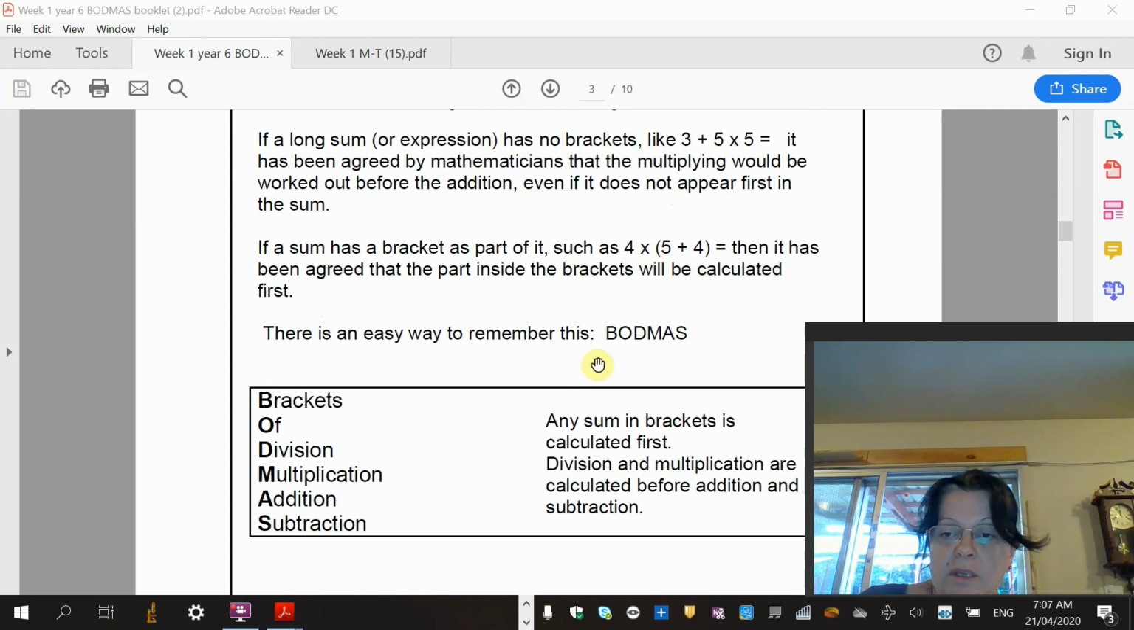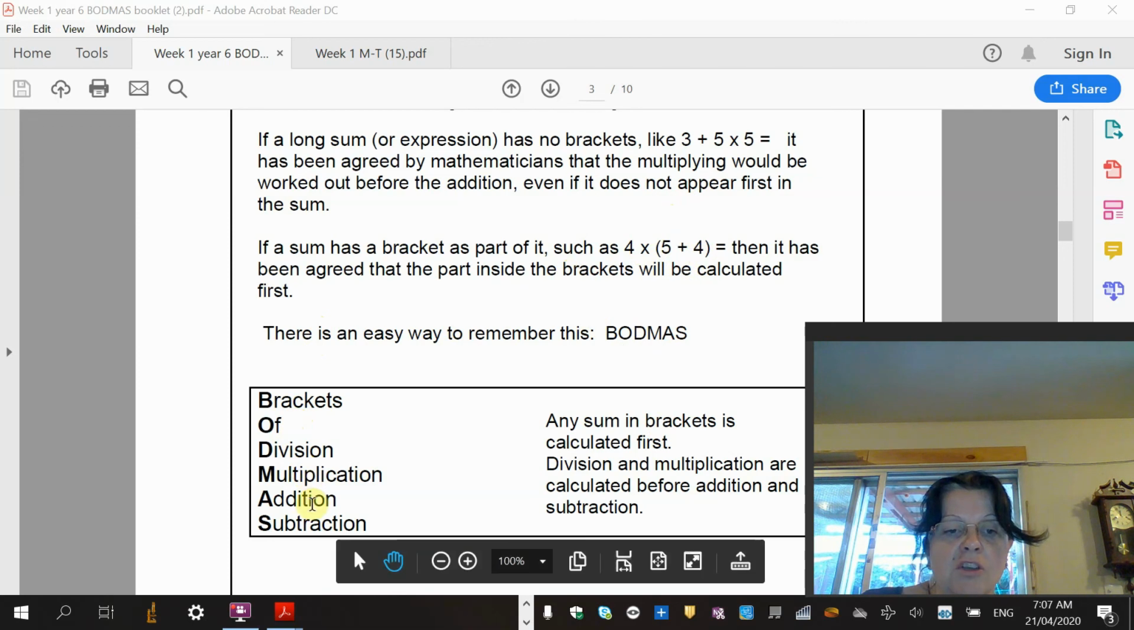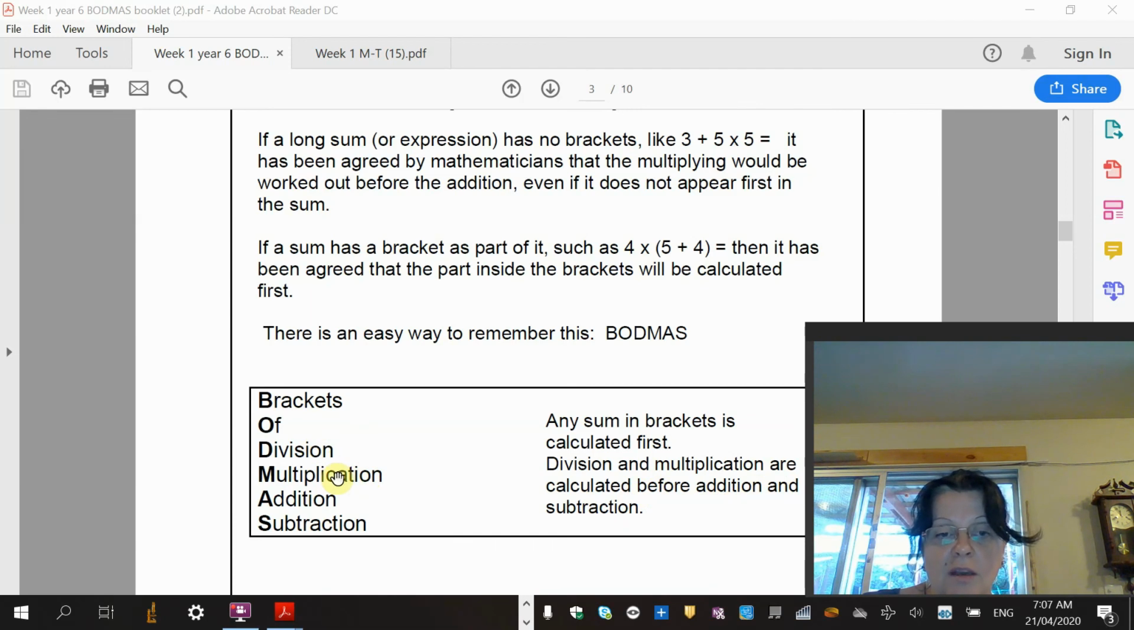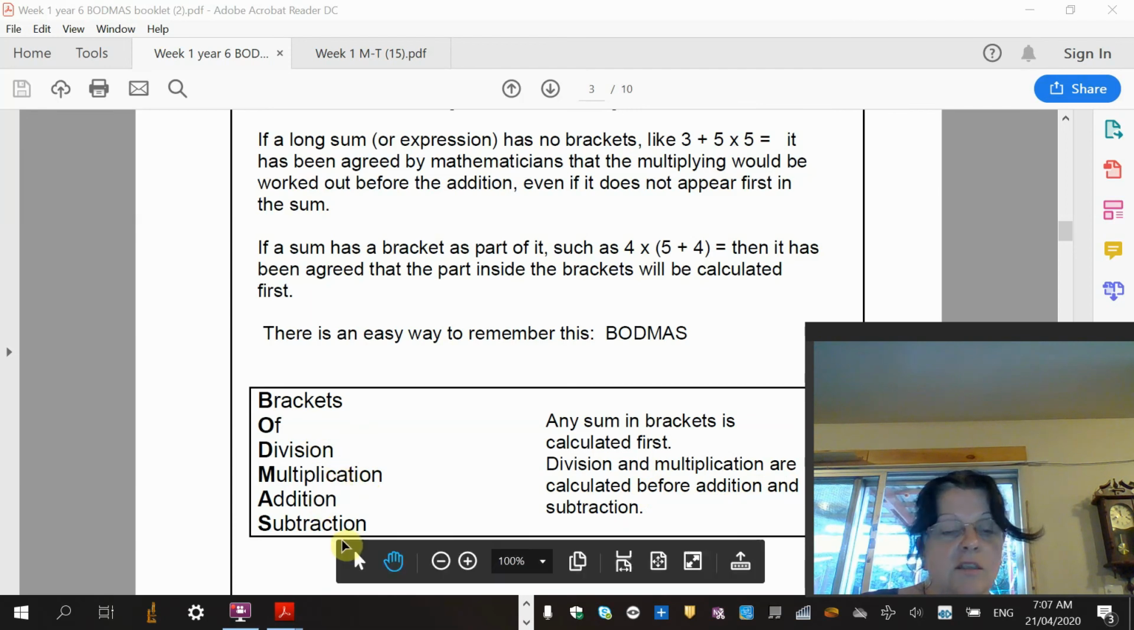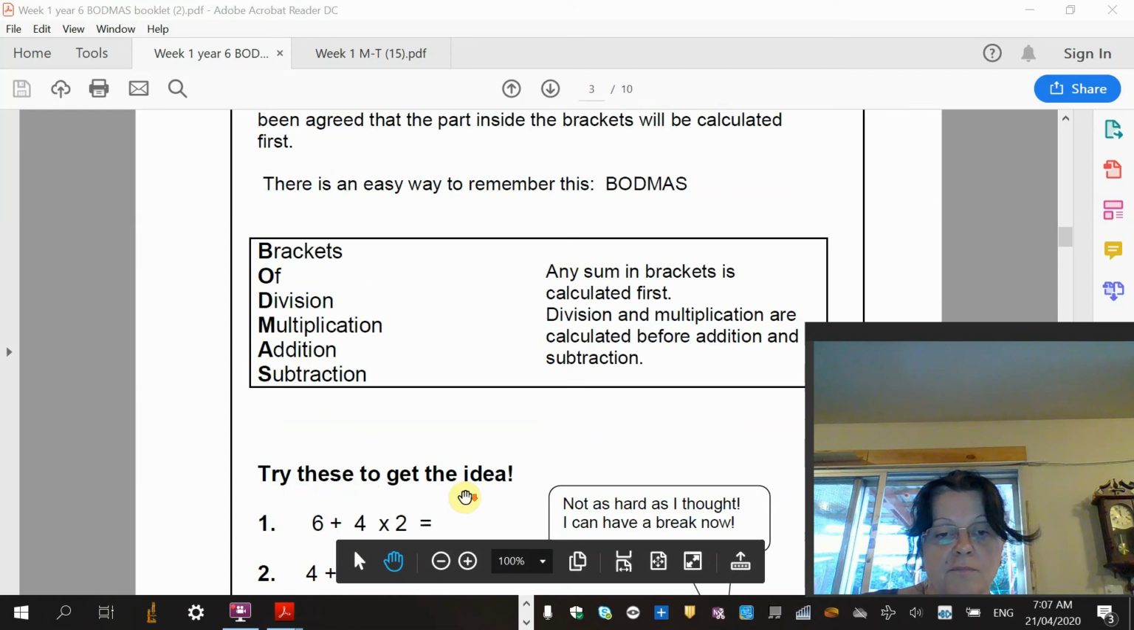So this is why we need to remember BODMAS. So brackets, order, division, multiplication, addition, and subtraction. Any sum in brackets is calculated first. Division and multiplication are calculated before addition and subtraction. Now, don't forget, we've always been taught that division and multiplication go together because they deal with groups, and addition and subtraction go together.